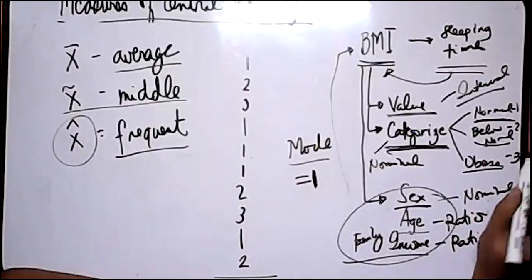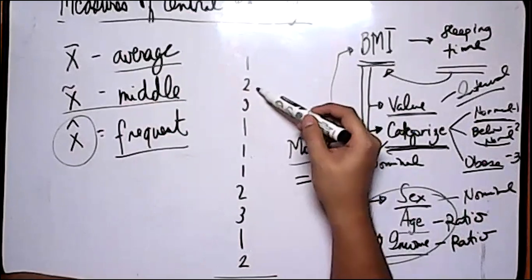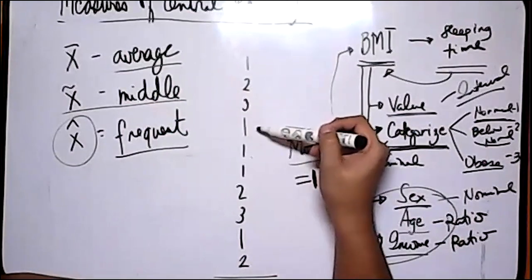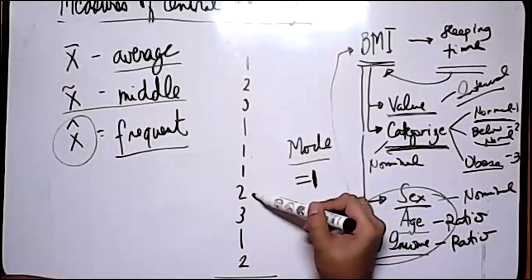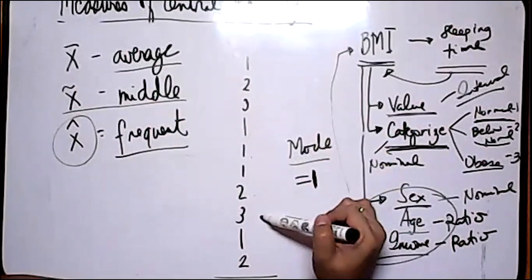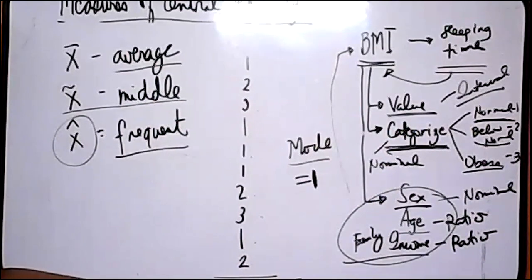Now, let's try getting the mean of these values. So let's try to get the mean, no? 1 plus 2, 3. Plus 3, 6. Plus 1, 7. Plus 1, 8. Plus 1, 9. Plus 2, 11. Plus 3, 14. Plus 1, 15. Plus 2, 17. Okay? And divide it by 10. So we have 1.7.